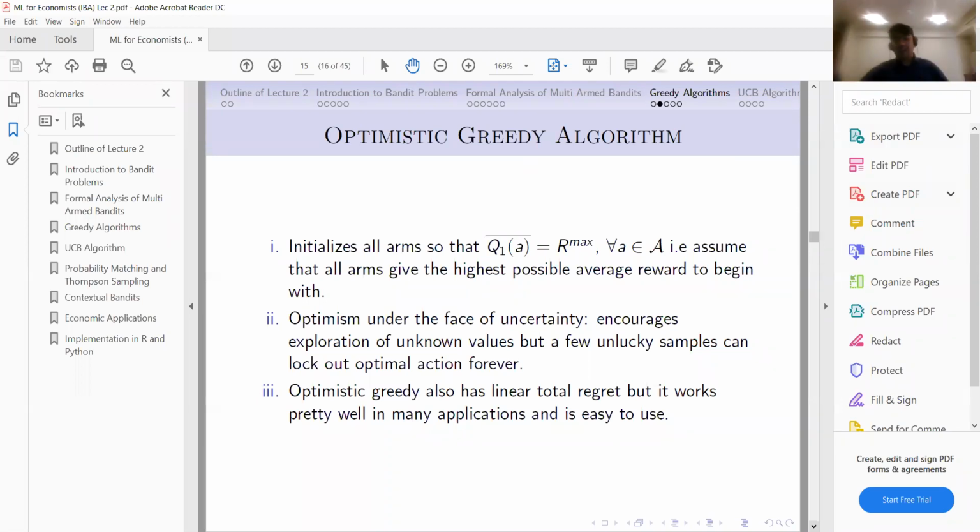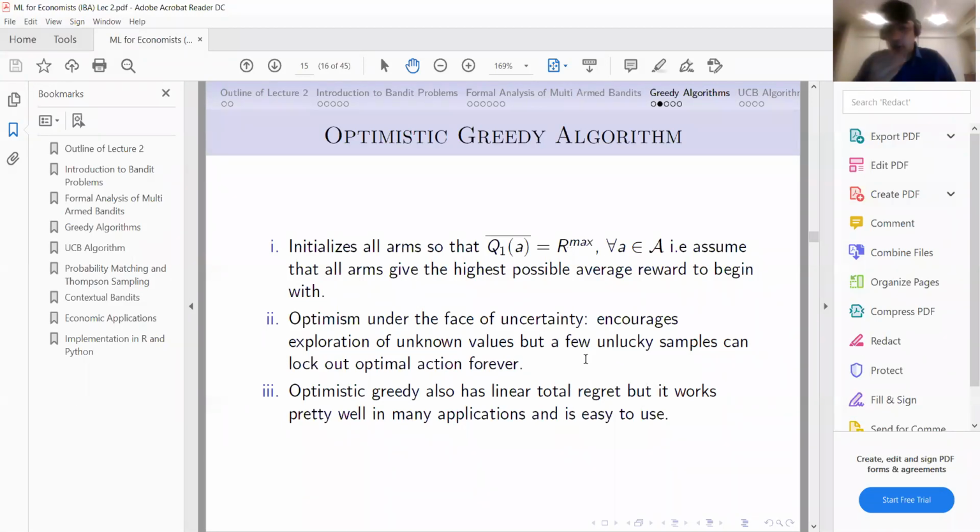What the optimistic greedy algorithm does is that it simply initializes all the arms at the maximum possible reward. You know the set of possible rewards, and the optimistic greedy algorithm says that we're optimistic in the face of uncertainty. There's uncertainty because we don't know the reward probabilities. So we initialize the average reward of all the arms that we have to R max, where R max is the maximum possible reward that you could get. And you say, I'm going to choose all of them equally likely, right? Because all of them are giving the same average reward. So I'm being very wide in my exploration possibilities, and this encourages a lot of exploration.